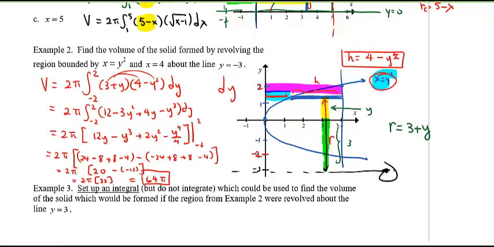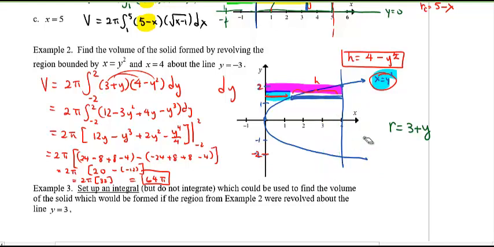Okay. So, I want you to try example number 3. Just set up an integral. Don't integrate it. Just set it up, which can be used to find the volume of the solid which is formed if the region from example number 2 were now revolved around the line y equals 3. So no more axis of rotation down here. Erase my R. Now the axis of rotation is up here at 3. So in this case, R would be this distance.